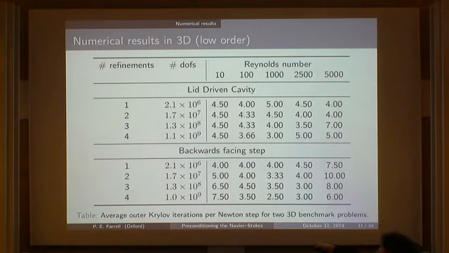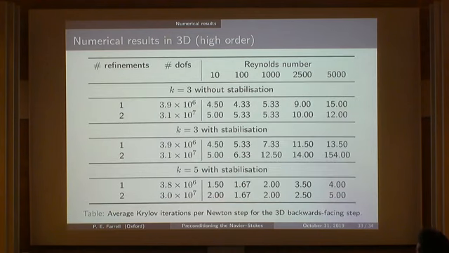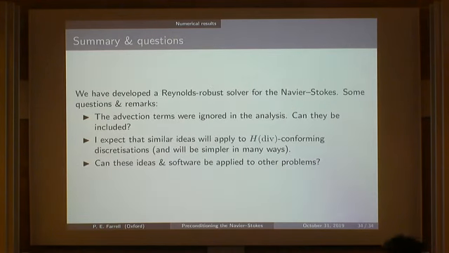And same for the backward-facing step, with a problem with over 1 billion degrees of freedom, you have very nice control over the iteration counts. So we've really got the right idea. And the story is more or less the same for the high order case, so I won't dwell on it too much. Nice robustness. Okay, and so that's what I wanted to present.